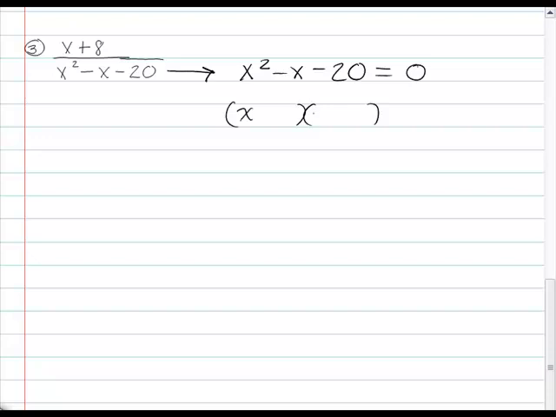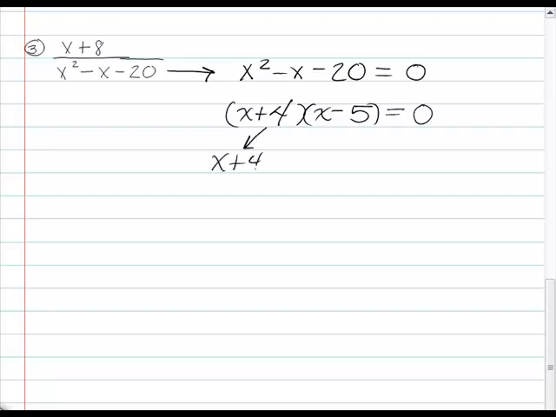We've got an x and an x. We're going to have positive and negative here. And then two numbers that multiply to 20 and subtract to 1 would be 4 and 5. Since our middle term is negative, that means that our 5 is going to go with our negative, and our 4 will go with our positive, still equal to 0. Now split it up.